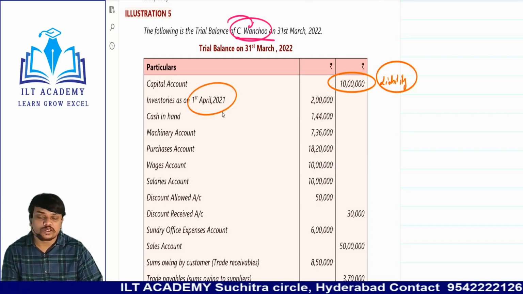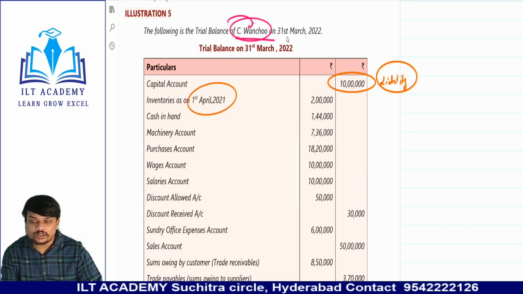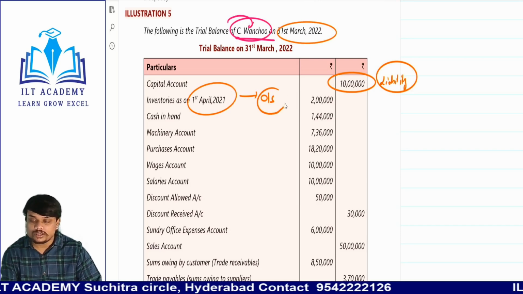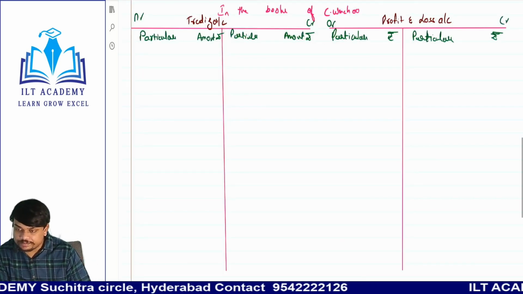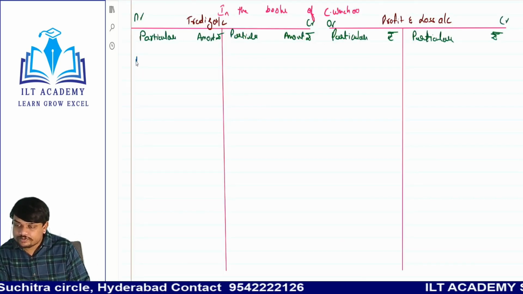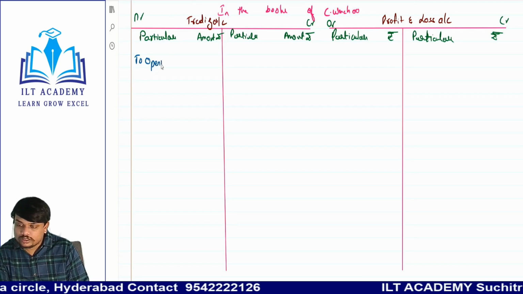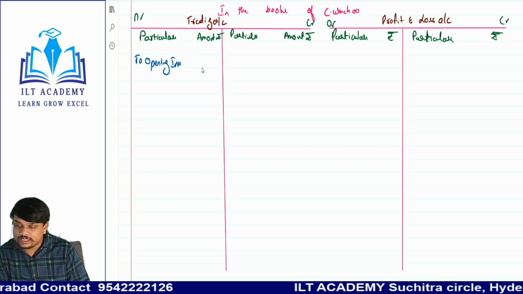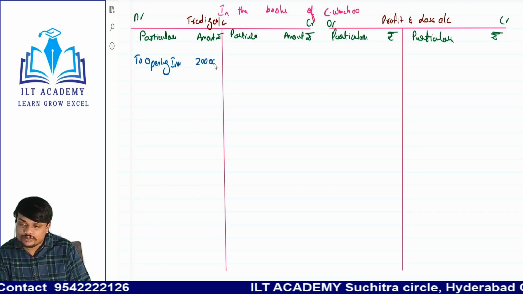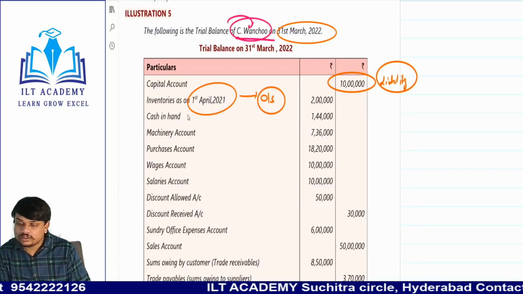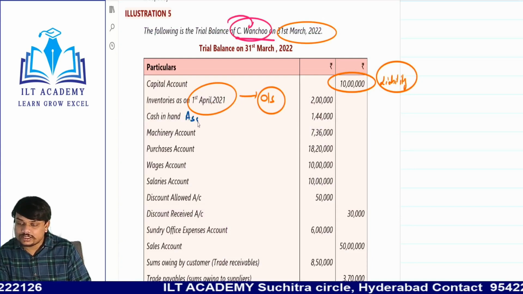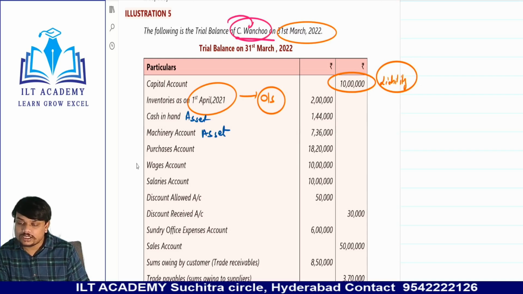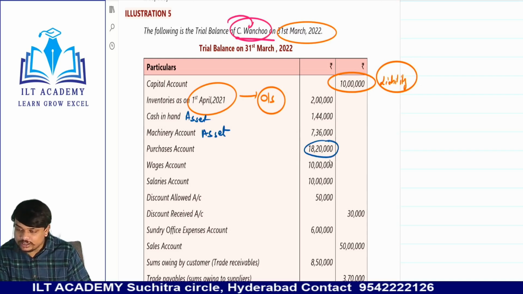Inventory as on 1st April 2021. Now these books are going to be closed on 31st March 2022. So 1st April 2021 is nothing but opening stock, opening inventory. Opening inventory is 2 lakhs. Cash in hand, this is an asset. Stationery, an asset. Purchases 18 lakh 20,000.